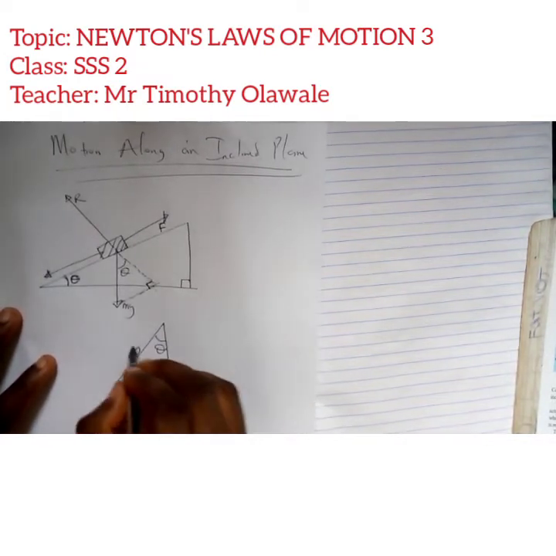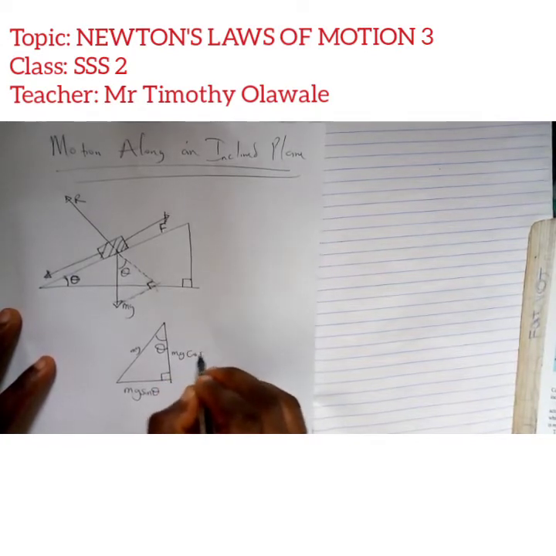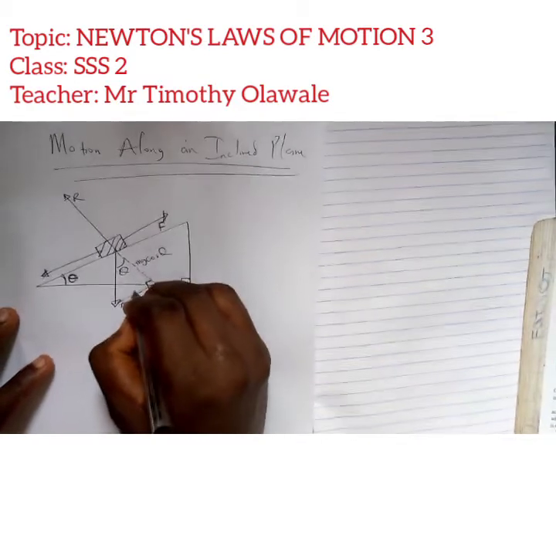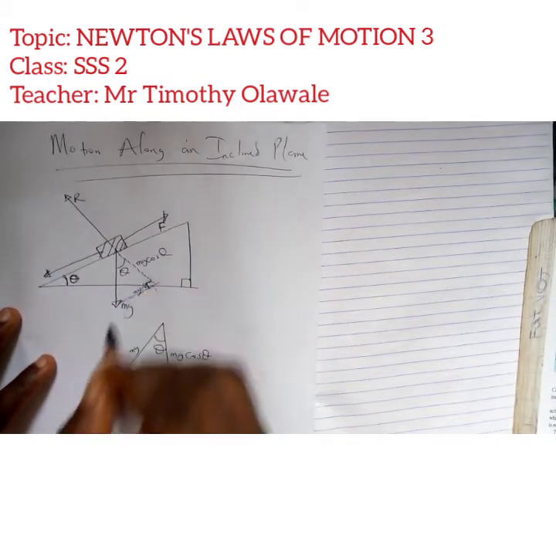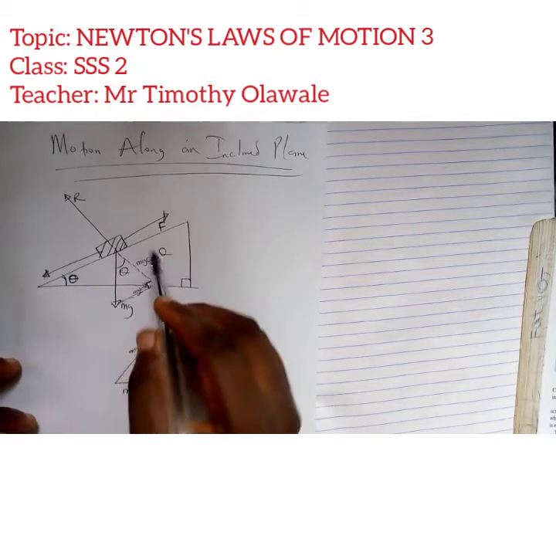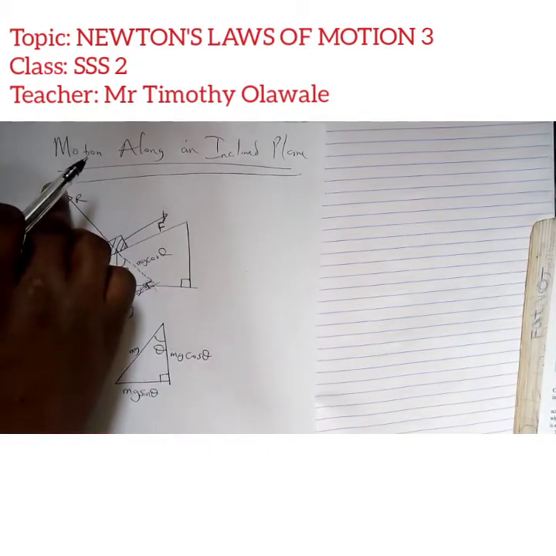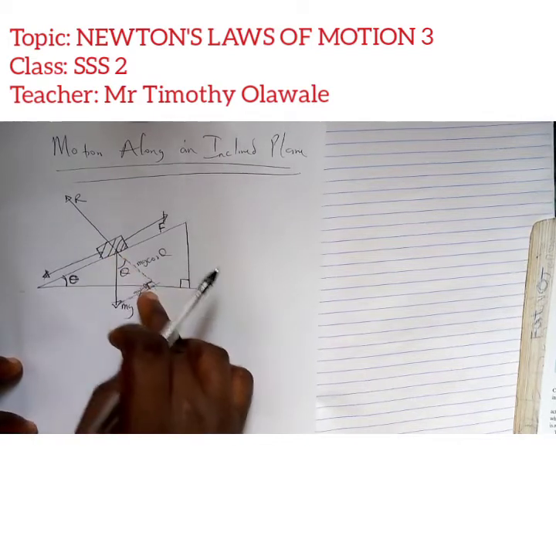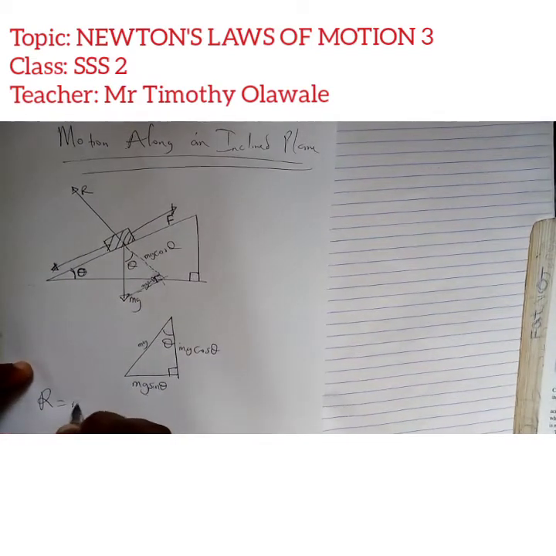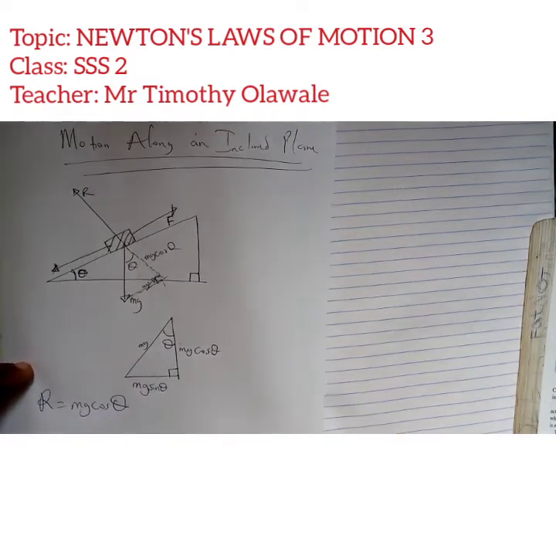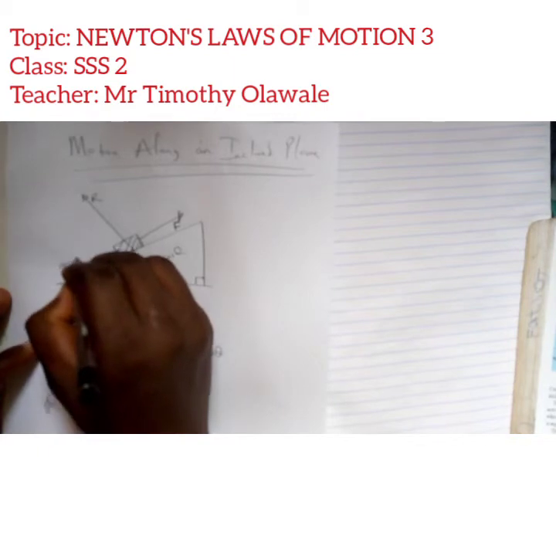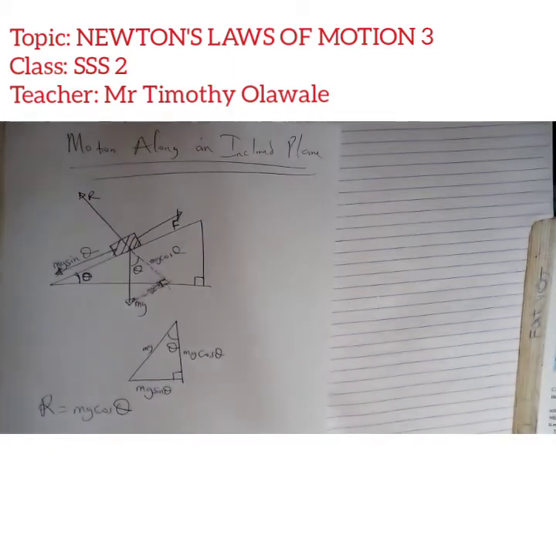This is adjacent over hypotenuse. This will be mg cos theta. So this is mg cos theta, and this is mg sine theta. Pay attention. So this reaction is the same thing as mg cos theta. We say reaction equals mg cos theta, while this force here is mg sine theta. Are you with me?